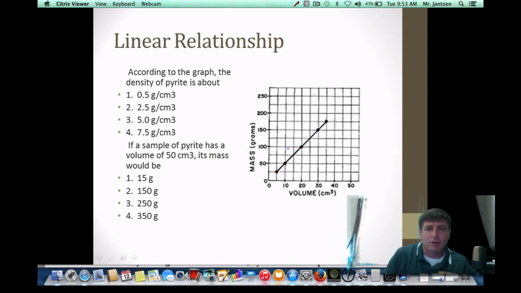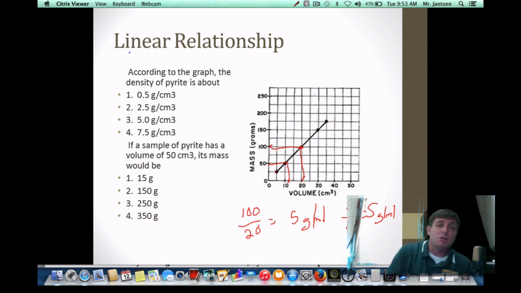Let's just pick a random point. Let's take 100. So here's our point right here. Its mass is 100. The volume is 20. So 100 divided by 20 is going to be 5 grams per milliliter. You could do it with any one of these points. Check it out. You could do 50 divided by 10, and you would still get 5 grams per milliliter.